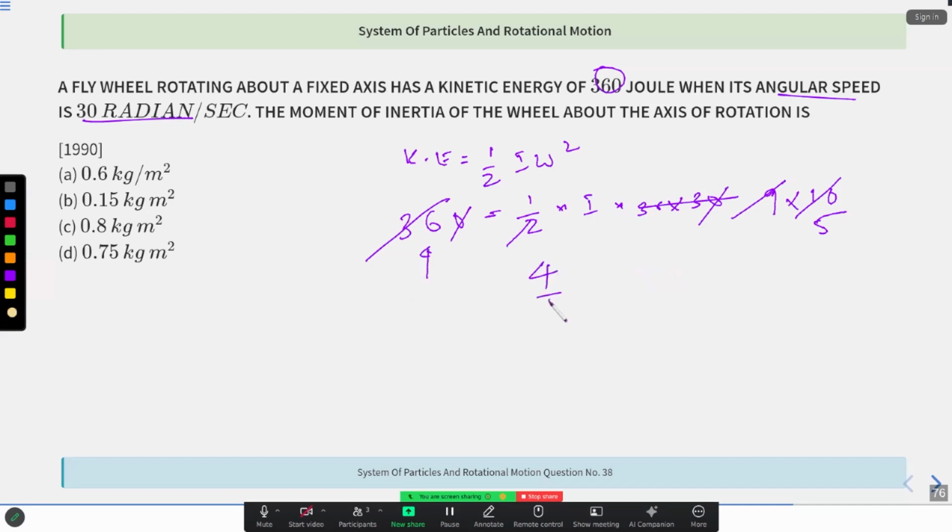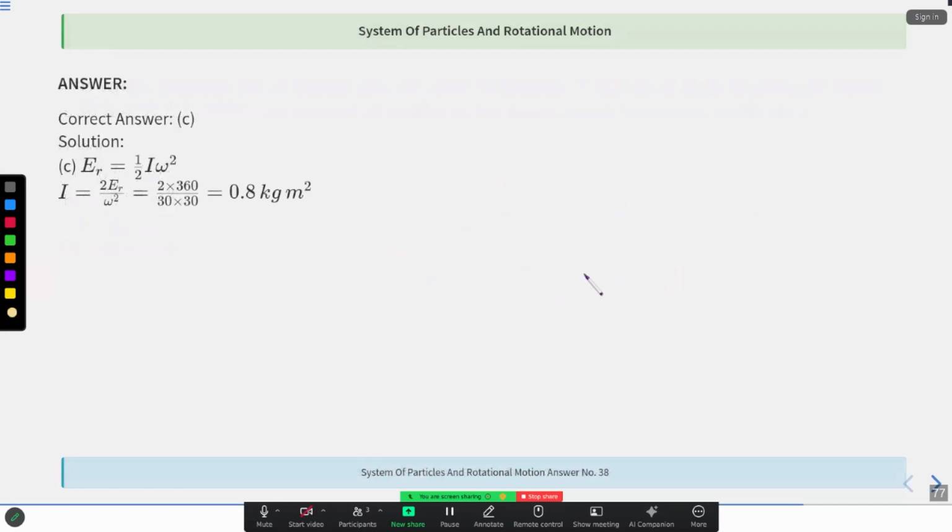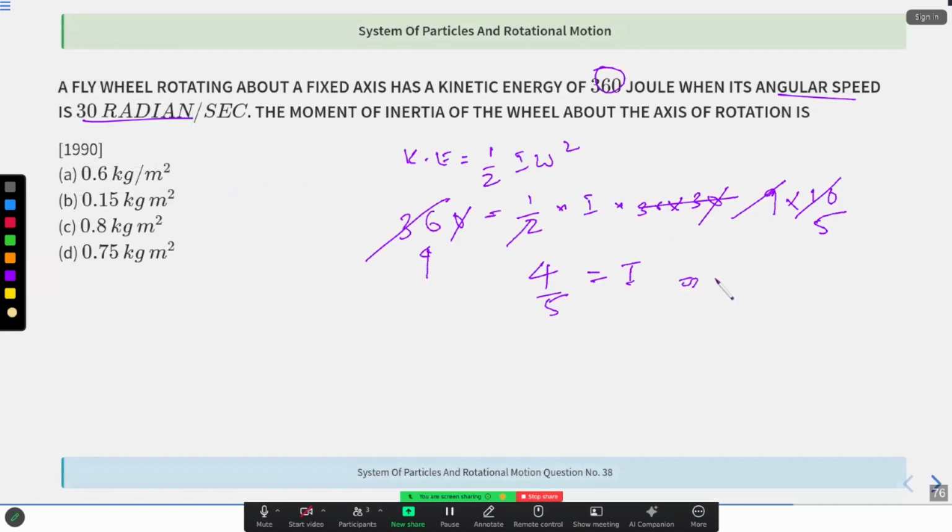This is 4 by 5. Right? This is I. What is 4 by 5? That is 0.8 kg meter square. It was a very easy question. You just need to know the formula that kinetic energy is equal to half I omega square. All right, this is what you have to know.